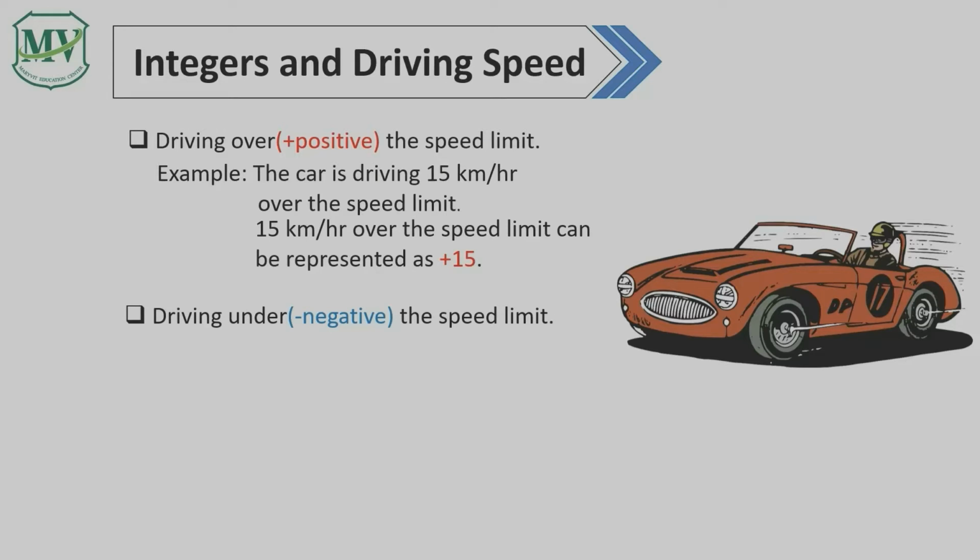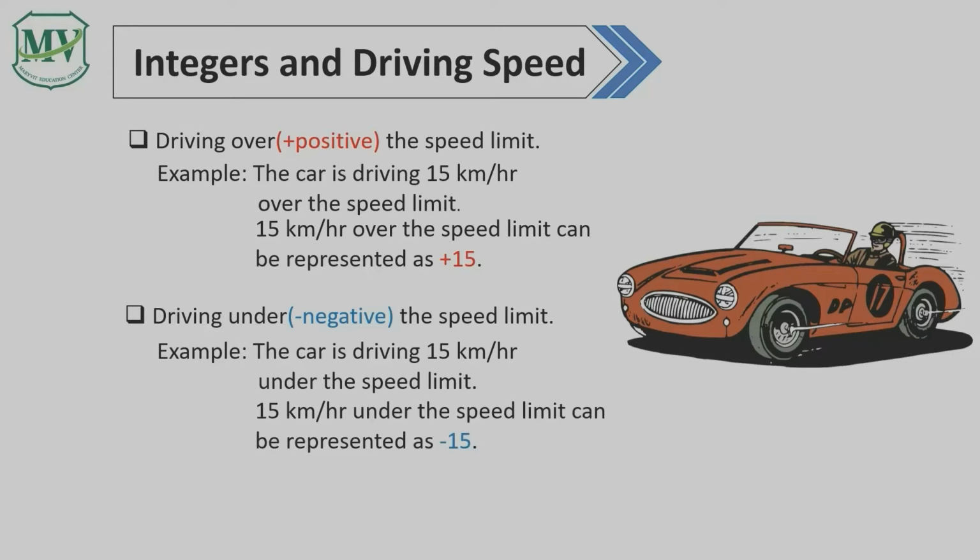Driving under the speed limit. The word under could represent a negative number. Example: the car is driving 15 km per hour under the speed limit. 15 km per hour under the speed limit can be represented as negative 15.